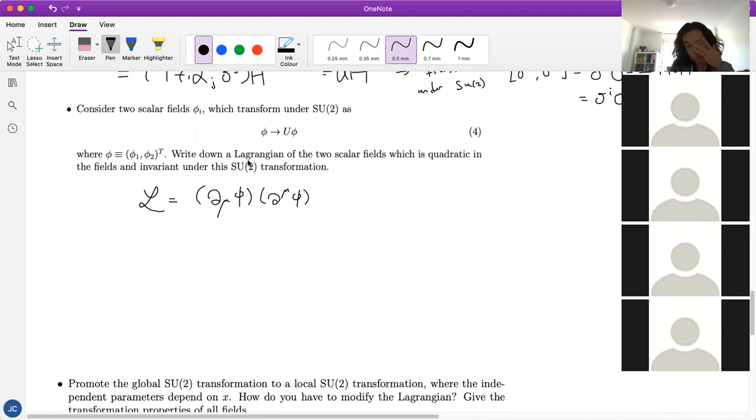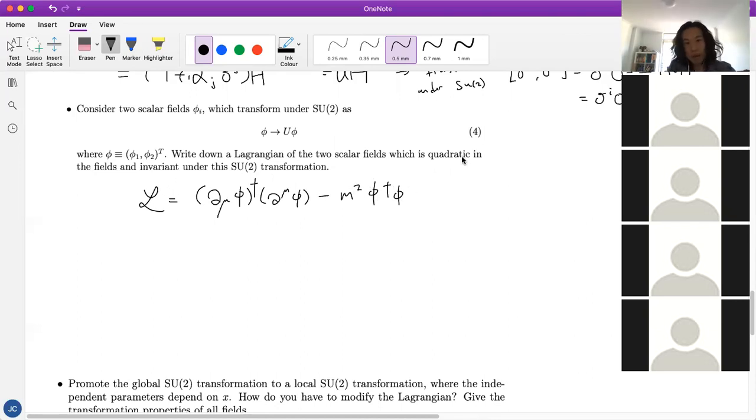But to make sure they transform under SU2, you have to dagger one of them. So this one will come with a factor of U, and this one will come with a factor of U dagger. When they come together, U dagger cancels out, so it's fine. And then you also have a mass term, m squared phi dagger phi. When these two transform, one comes with U, one comes with U dagger, they cancel each other out, we're all fine. And that's the best you can do.